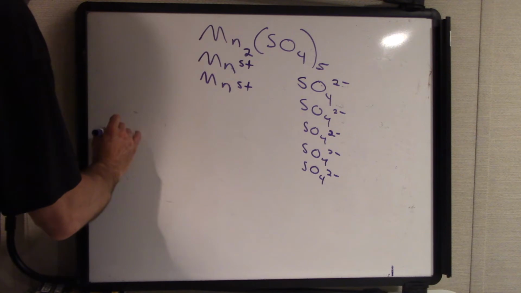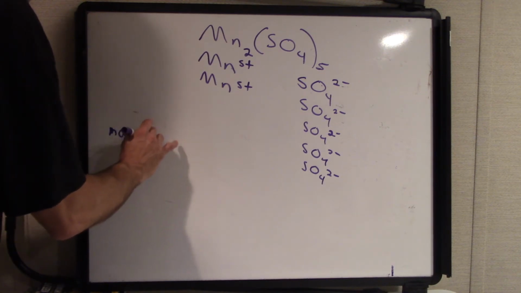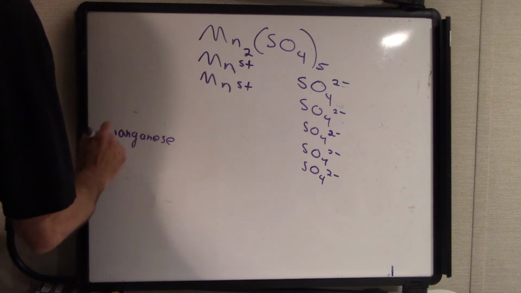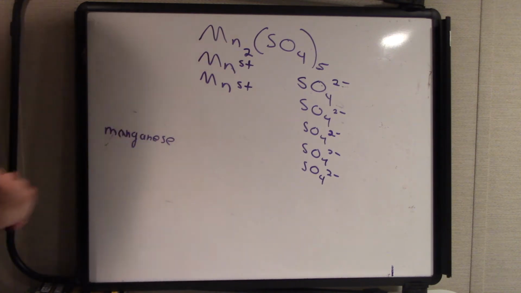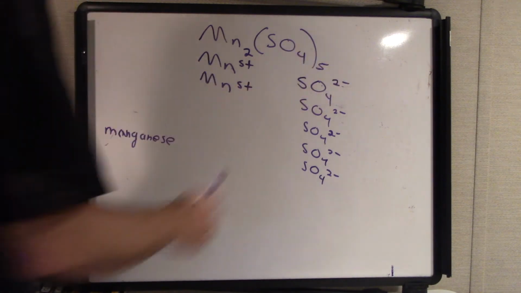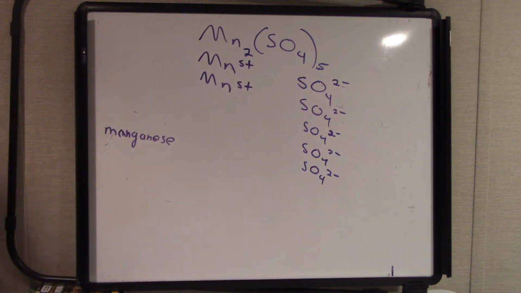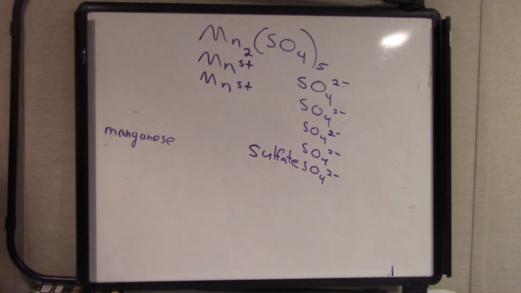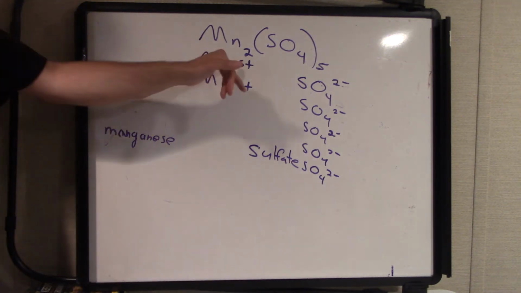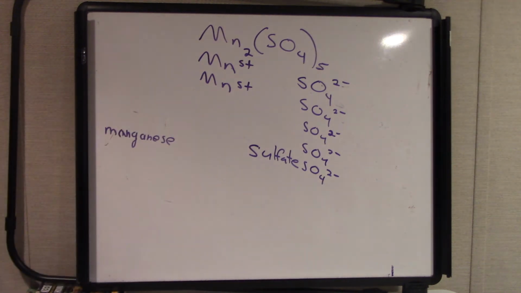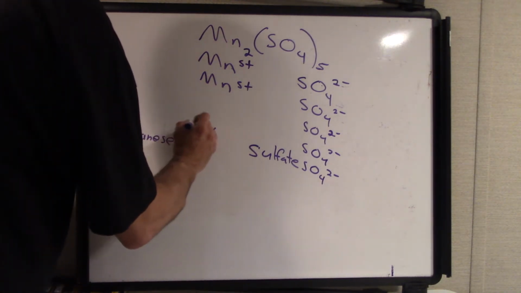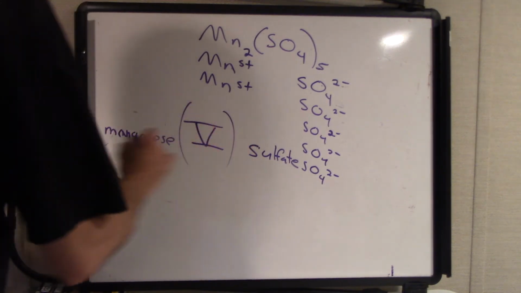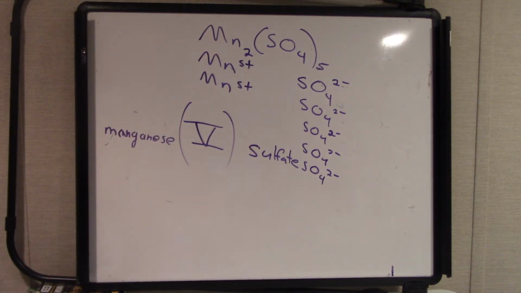Positive ion first, manganese. Negative ion second, SO4 2-. What we call that ion is sulfate. Now, being manganese is a transition metal ion, I need to use a Roman numeral to indicate the charge. The charge on that manganese is +5. So that's the Roman numeral I need to use for this. So this will become manganese(V) sulfate.